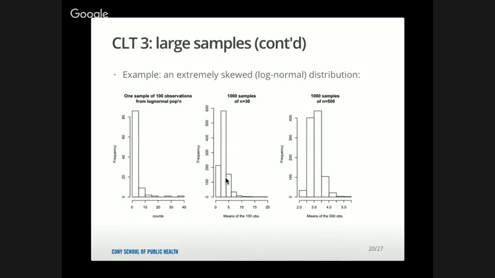And then I've drawn two sampling distributions. One is for n equals 30. You can see there's still a bit of skew in here because it has such an extreme skew in the population. And here with n equals 500, you see it basically looks normal. Maybe there's a tiny bit of non-normality, but it's pretty close.